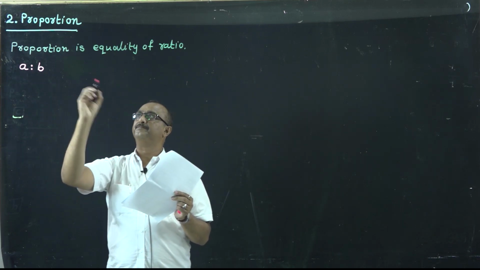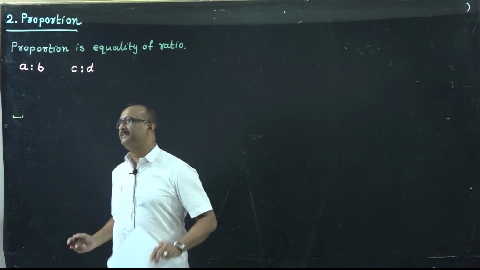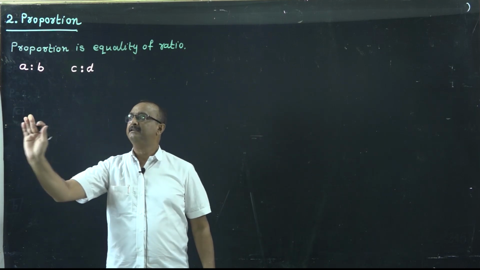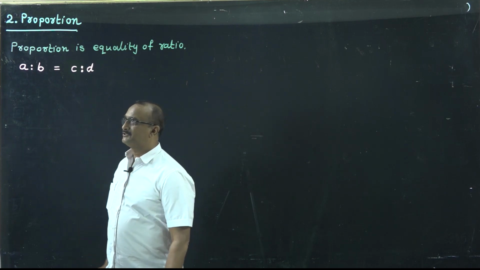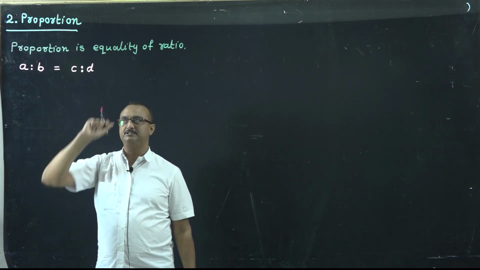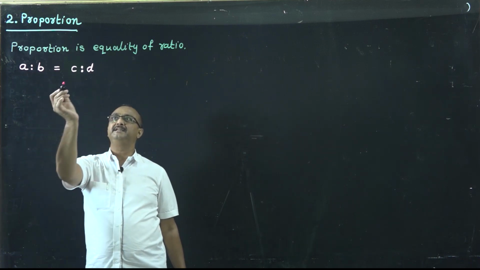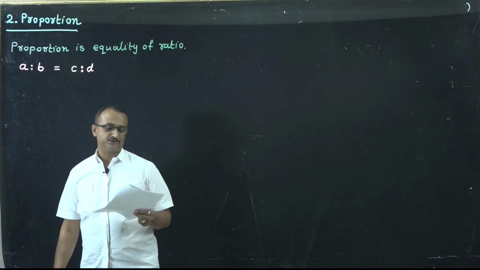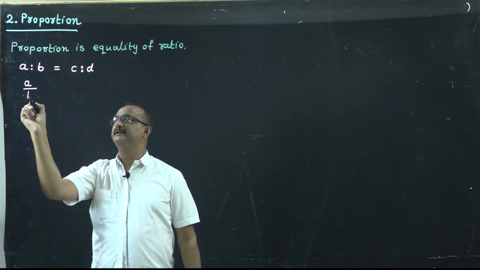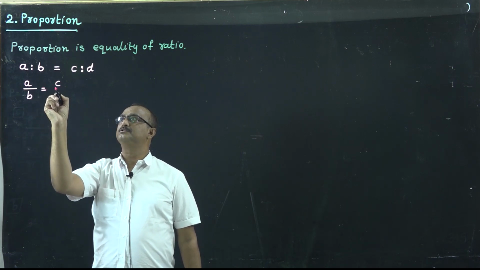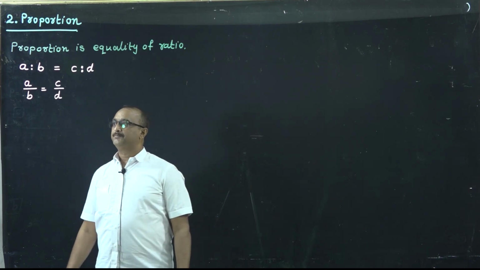A is to B and C is to D is given, and if it is given that A is to B equal to C is to D, then it is called proportion. A is to B is in proportion to C is to D. It can also be written as A upon B equal to C upon D. So, equality of ratio is called proportion.